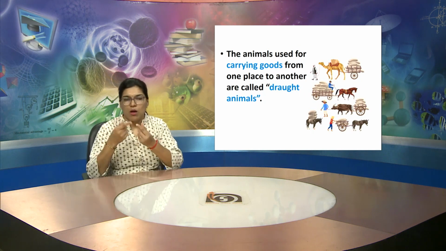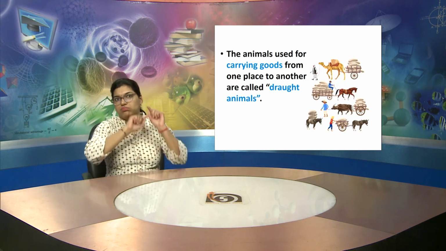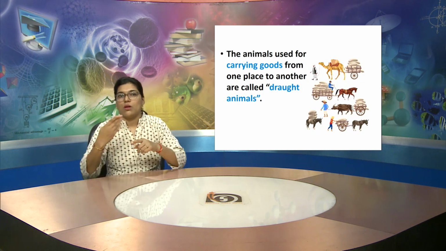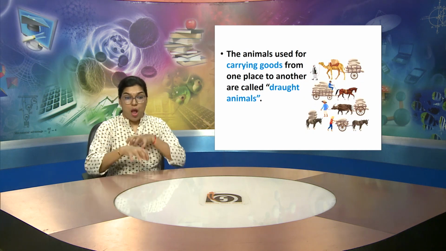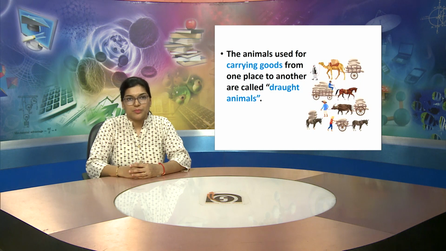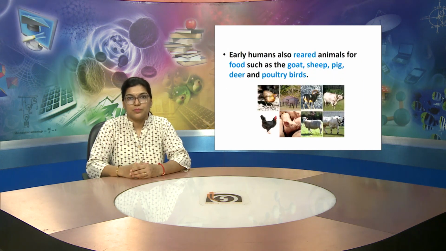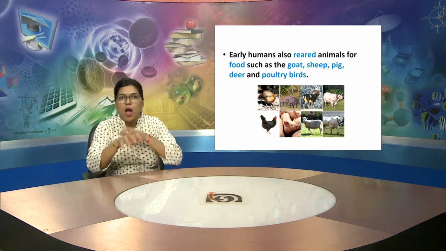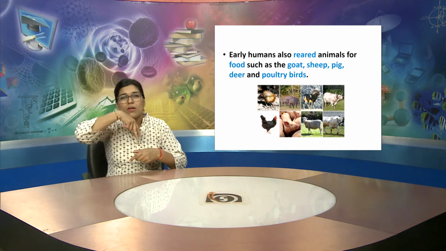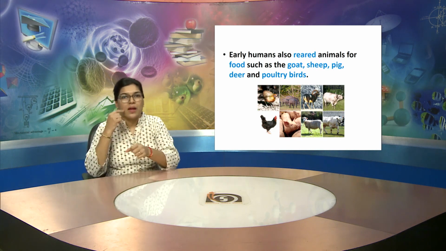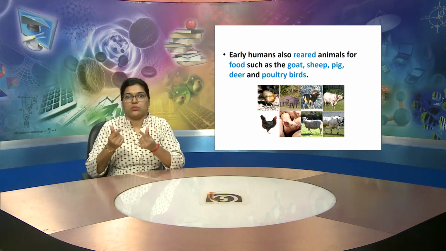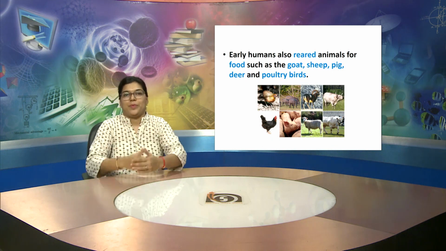And the animals used for carrying goods from one place to another are called draught animals. So this word, draught animals, is used for those animals who carry things. And as we already discussed, early humans also reared animals for food, like goat, sheep, pig, deer, and different poultry birds. So they were kept at home for their food.